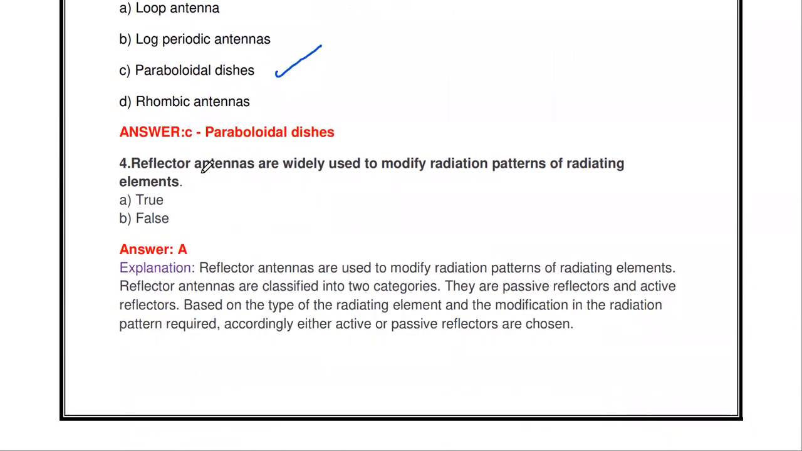Okay. Then the next one: reflector antennas are widely used to modify the radiation pattern of the radiating element. Is the statement true or false? It's true. The reflector antenna is used to modify the radiation pattern of the particular radiating element. There are different types of reflector antennas. The reflector antennas are classified into two types: one is the passive reflector, another is the active reflector. Based on the type of radiating element and the modification in the radiation pattern required, we may choose either an active reflector or a passive reflector.